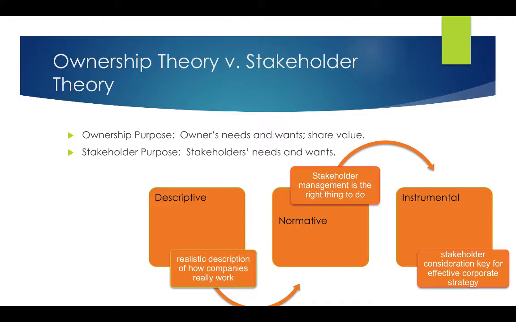The ownership theory focuses on one at the expense of the other. The stakeholder theory, on the other hand, attempts to balance the interests of the owners and the various stakeholders, hopefully coming up with a symbiotic, beneficial relationship for both.